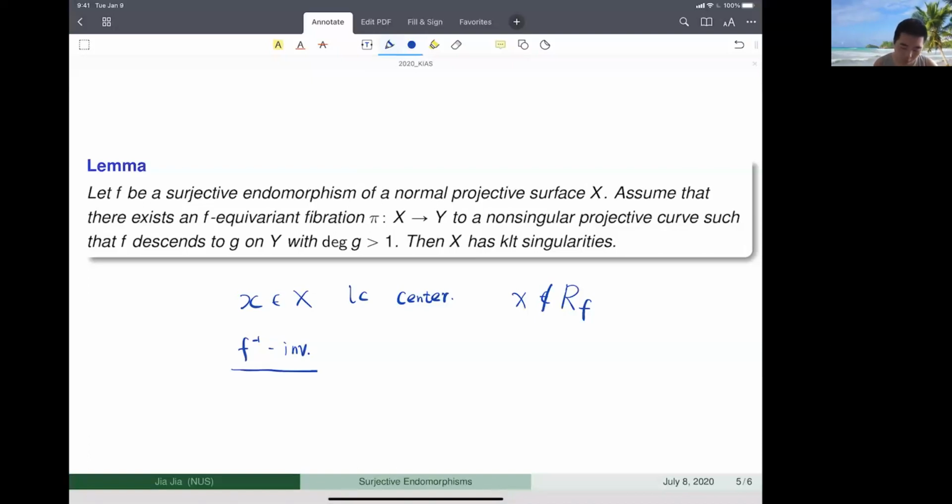So this x maps to another point y in the base Y. And we know G inverse y equals this x. This means this fiber is preserved. The fiber over this y is preserved by F inverse.